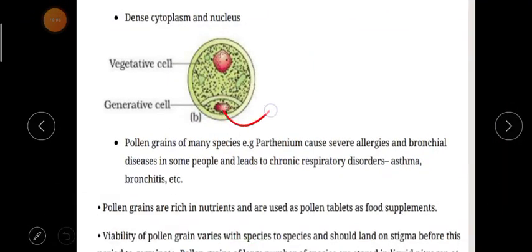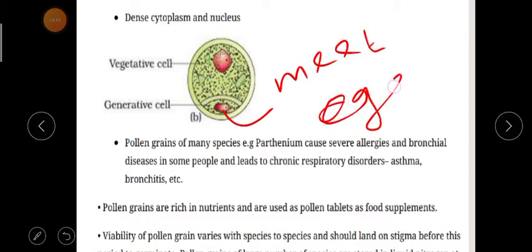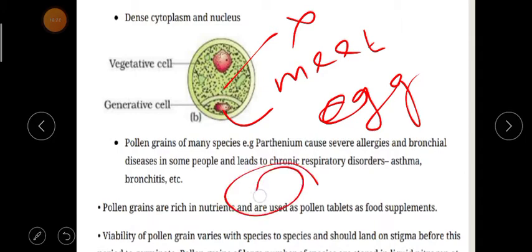This portion will go and meet the egg, or ovum. The vegetative portion will not go. The generative cell will go, and the generative nucleus will go inside the egg, meet the egg, and form a zygote.